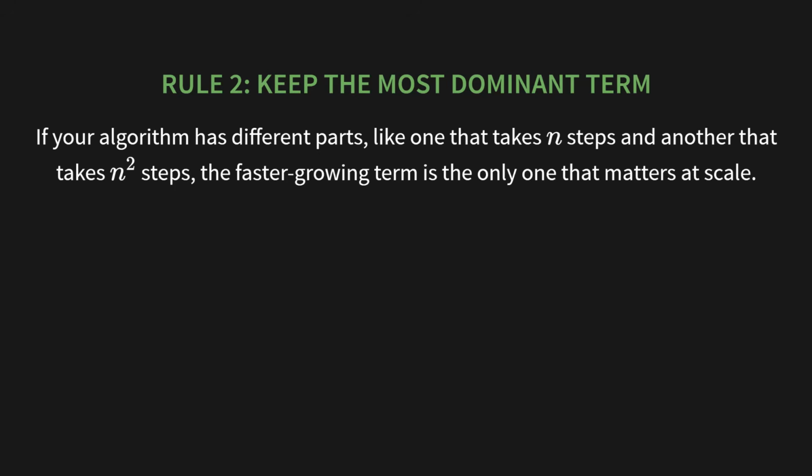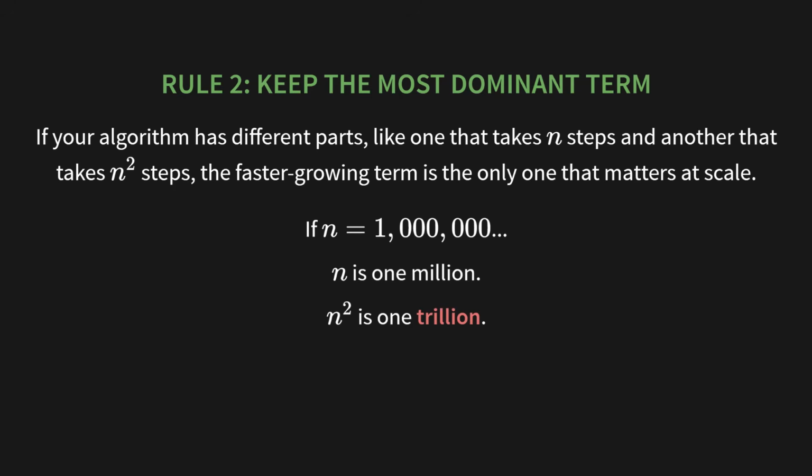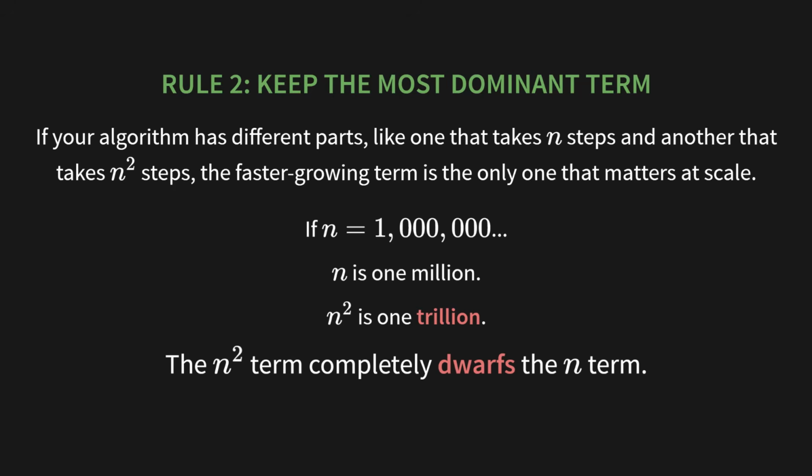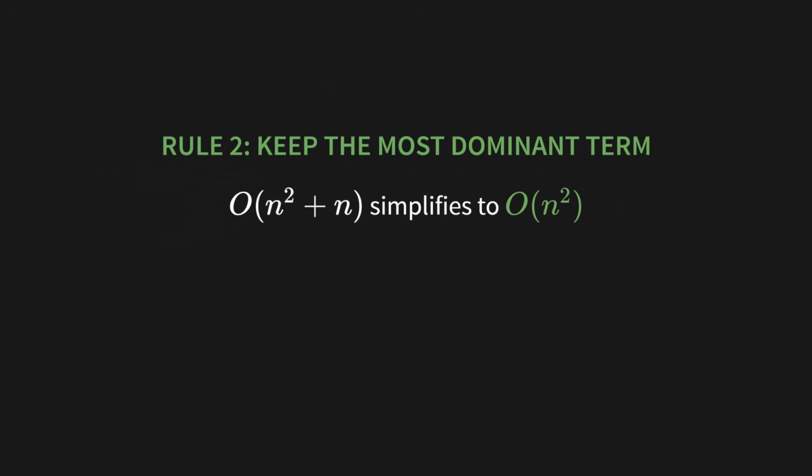Okay, on to rule 2. Keep the most dominant term. If your algorithm has different parts, like one that takes n steps and another that takes n squared steps, the faster growing term is the only one that matters at scale. Think about it. If n is 1 million, then n is, well, 1 million. But n squared? That's 1 trillion. The n squared term completely dwarfs the n term. So O of n squared plus n simplifies to O of n squared.